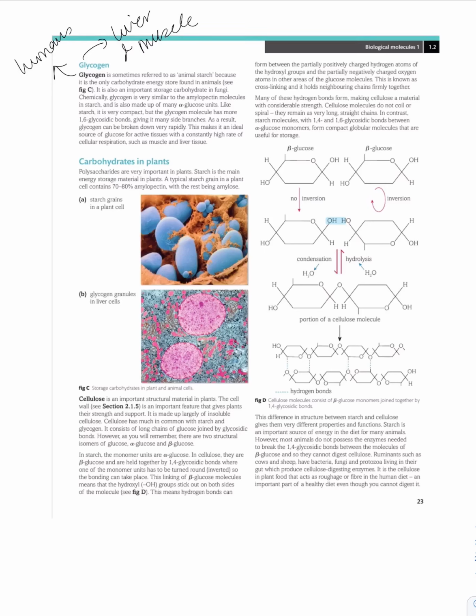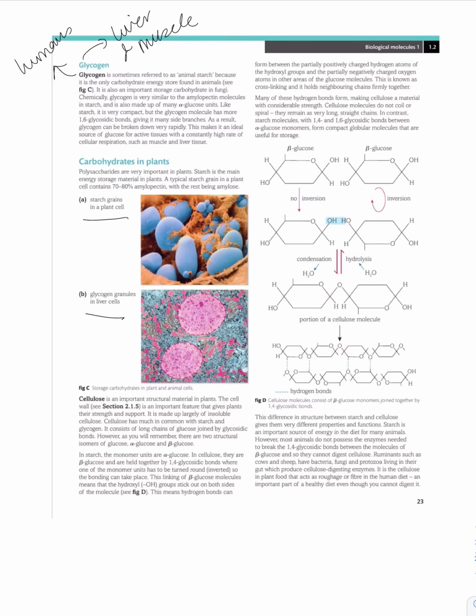Carbohydrates in plants. Polysaccharides are very important in plants. Starch is the main energy storage material in plants. A typical starch grain in a plant contains 70 to 80% amylopectin, with the rest being amylose. I'm just showing you some pictures. That's in the liver, and the other one is in the plant cell.